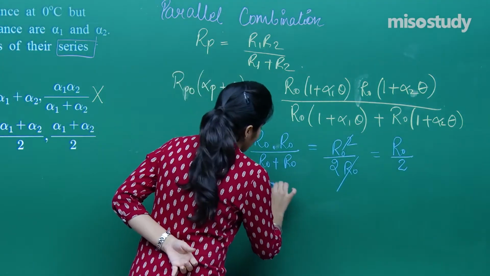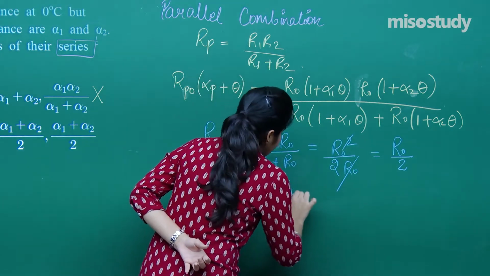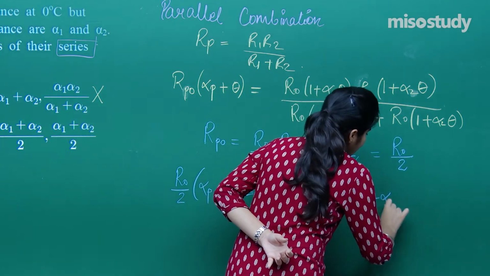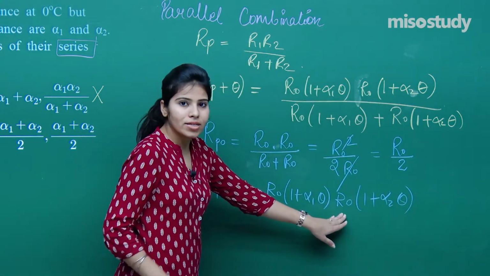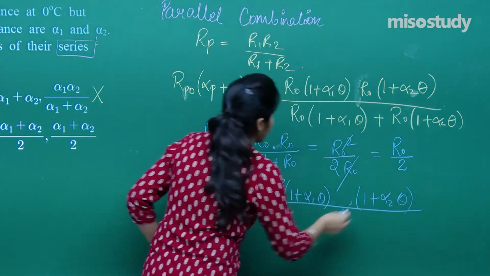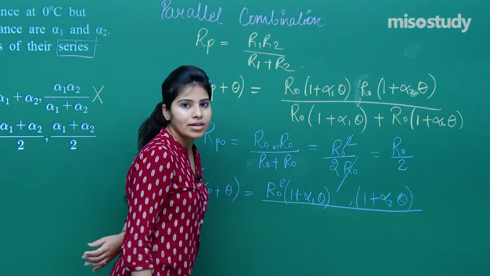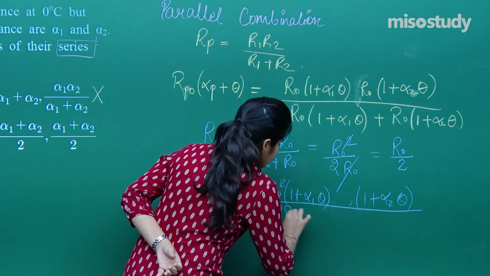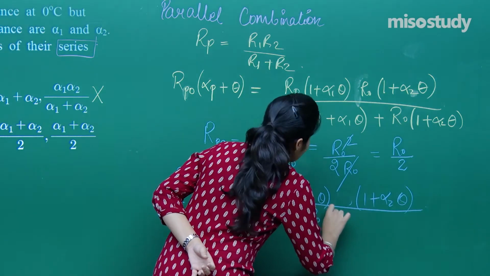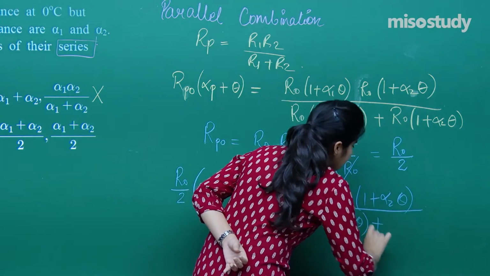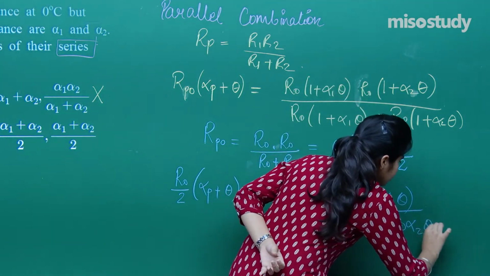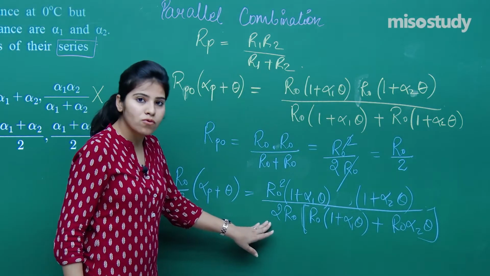will be equal to R naught 1 plus alpha 1 theta into R naught 1 plus alpha 2 theta. Or you can do one thing, you can take this R naught as R naught square in the beginning, and you can take R naught and R naught as common from here. You will be left with 2 R naught into 1 plus alpha 1 theta plus R naught into alpha 2 theta. You can just move up to this step.